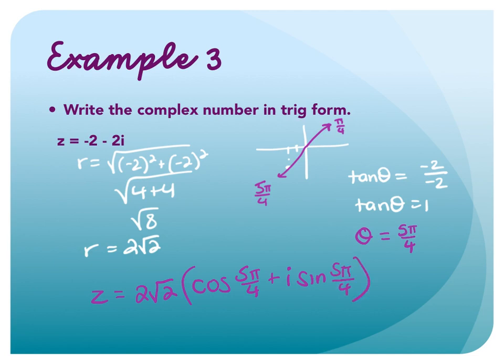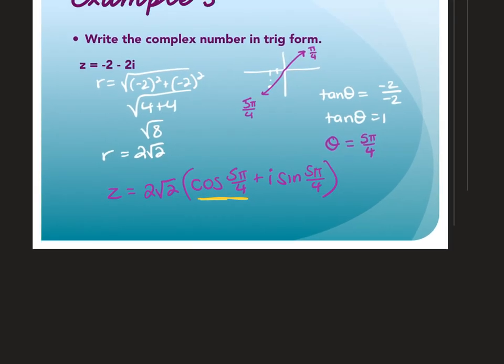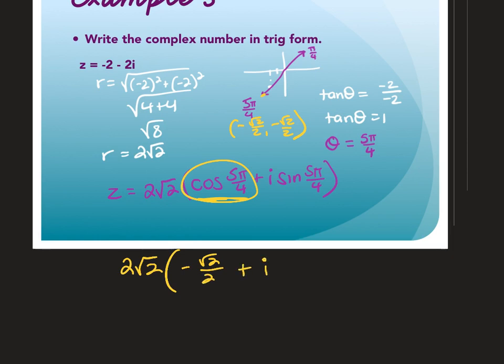So with extra time, these are actually easily checked if you know your unit circle well, which hopefully you do, because otherwise you can't get to the answer to begin with. If I go back to that 5 pi over 4, I know the coordinate point here is negative root 2 over 2 and negative root 2 over 2. So if I take 2 root 2 and multiply the cosine there, which is negative root 2 over 2, plus i times the sine there, also negative root 2 over 2.